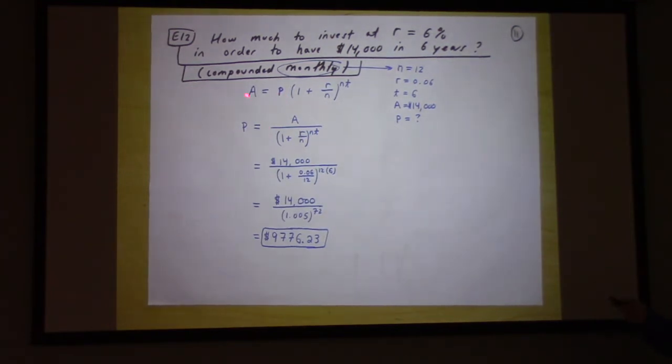We know A is 14,000. We know r, it's 0.06. We know n, it's 12, right? We know t is 6, so we know everything here except for the principal, right? So solve for P. And if I solve for P, I just divide by this quantity here to the other side. It gives me this formula, right? And then I just plug the numbers in, and I get this.